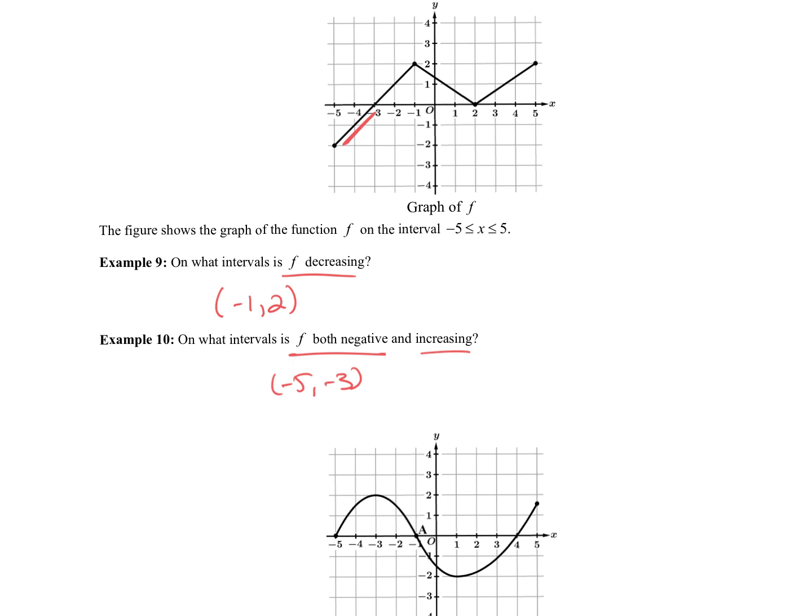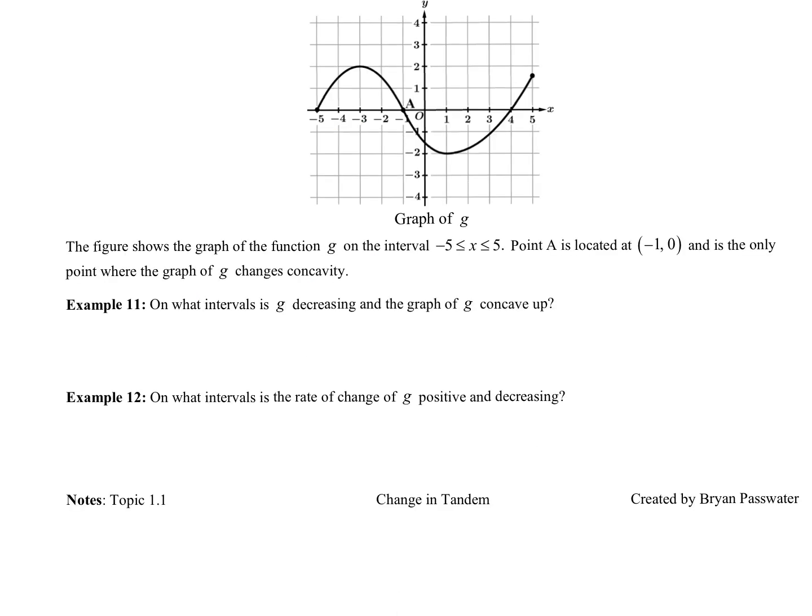I'd like you to try numbers 11 and 12 right now. Okay, so it says point A located at negative 1, 0 is the only point in which G changes concavity. All right, so it's telling me where my point is when it changes concavity. It does have a special name, but I'm not going to tell you the name for it right now. Sure, I'll call it a point of inflection. We don't need to know it yet.